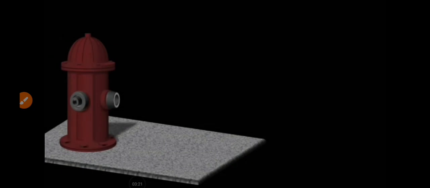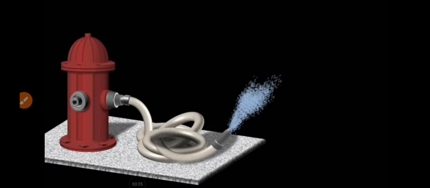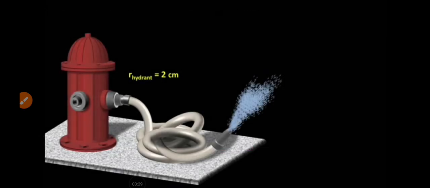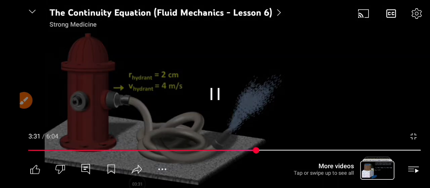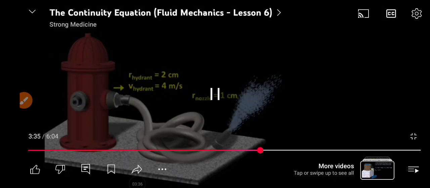Suppose we have a fire hydrant and we hook up a fire hose and turn it on. The radius of the outlet of the hydrant is 2 centimeters and water is passing through it at 4 meters per second. The radius of the nozzle is 1 centimeter. Given all of that, what will be the velocity of water as it exits the nozzle?